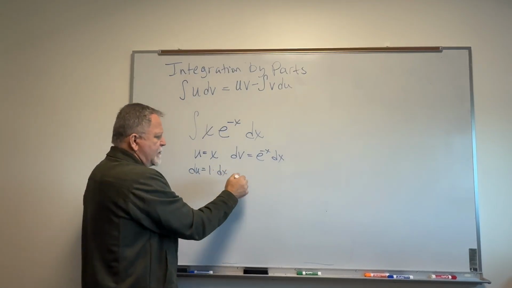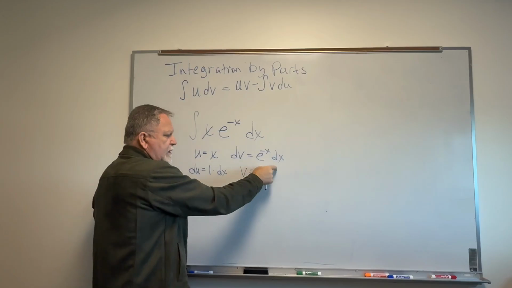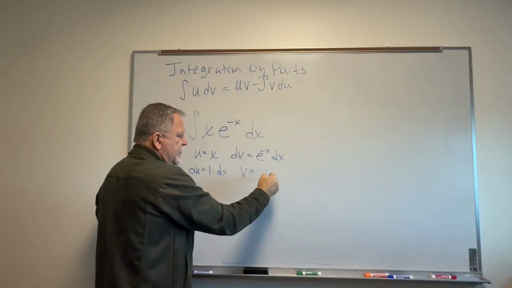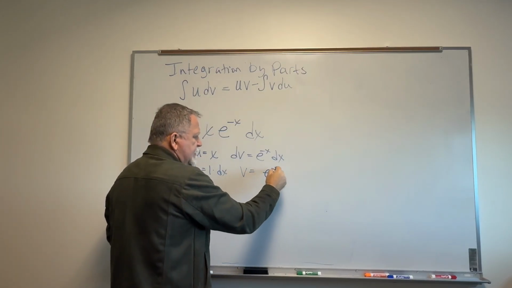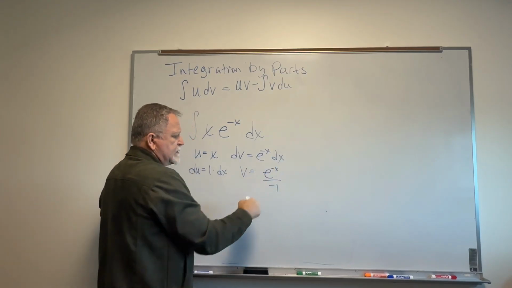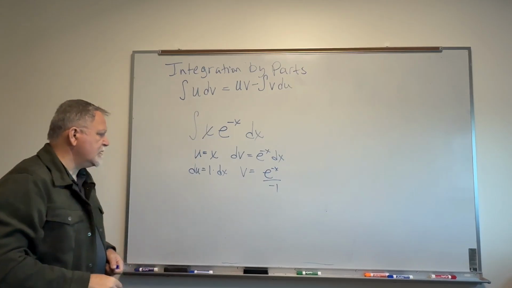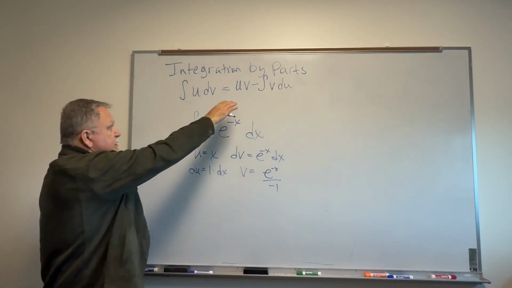Over on this side, I'm integrating, so I'm going to end up with v. So I want to know what is the antiderivative of this. Well, the antiderivative of e to the negative x is going to be e to the negative x, and then divided by the derivative of what's up there, which is negative x. So there we have it. There's v.